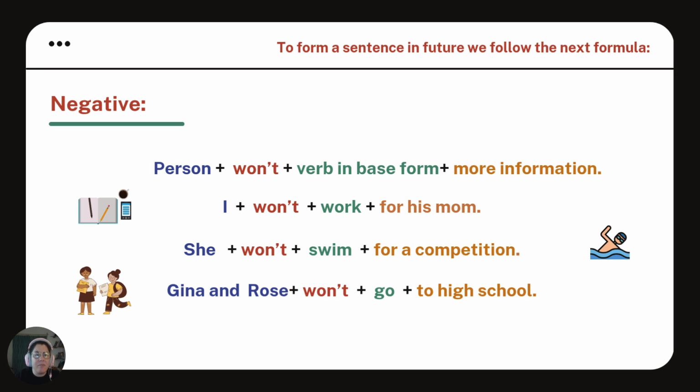Then, like we were saying before, what is going to be the negative? The negative is going to be with, instead of will, we're going to write won't and the verb in base form. I won't work for his mom. If you see, the formula stays the same. We don't change anything but will for won't.